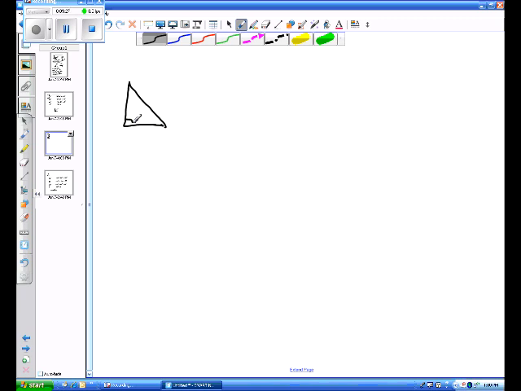Now, we're familiar with the Pythagorean theorem, which, if we call this side A and this side B and our hypotenuse C, then we know the sum of the squares of the two legs is equal to the square of the hypotenuse. So a squared plus b squared equals c squared. Knowing that, we can solve any right triangle if we know that it's a right triangle.